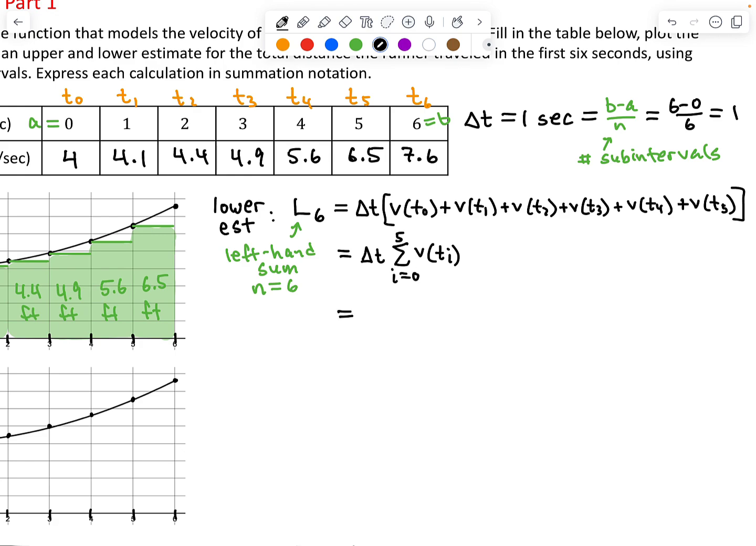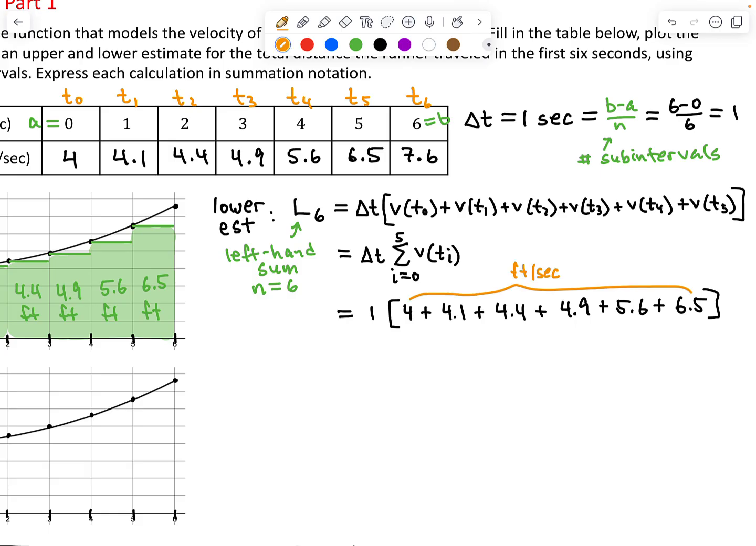And in this case, delta t was 1, v of t0 was 4, v of t1, 4.1, and then the rest, stopping at a velocity of 6.5. Keep in mind our units, all of these numbers are velocities, and this 1 in front is time. So I'll have feet as my final unit, and we get 29.5 feet.